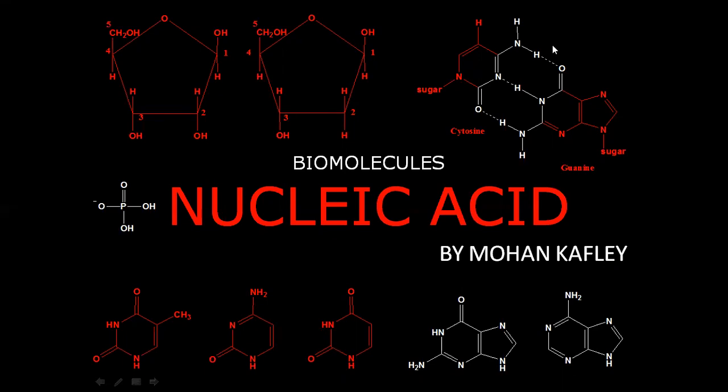These nitrogenous bases, when later investigated, were found to be of two different derivatives, that is purine and pyrimidine. We'll be talking in detail about its composition, how it forms a bond, and how it goes on to form nucleic acid.